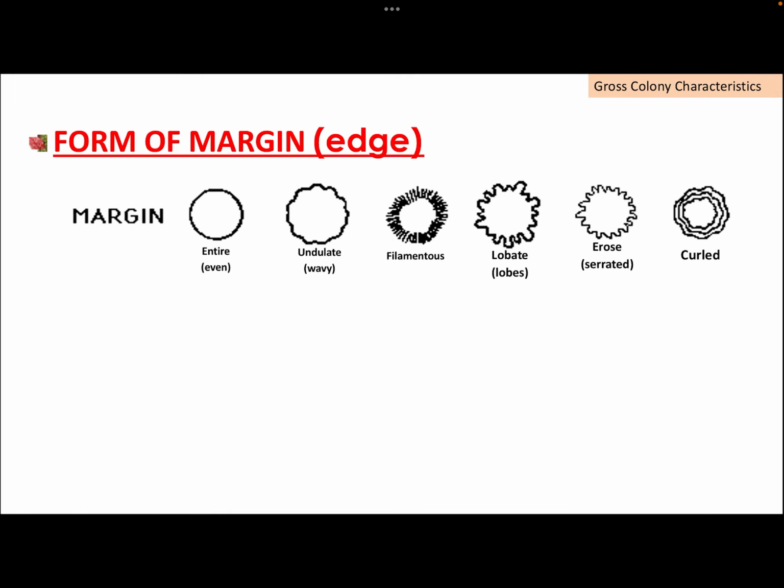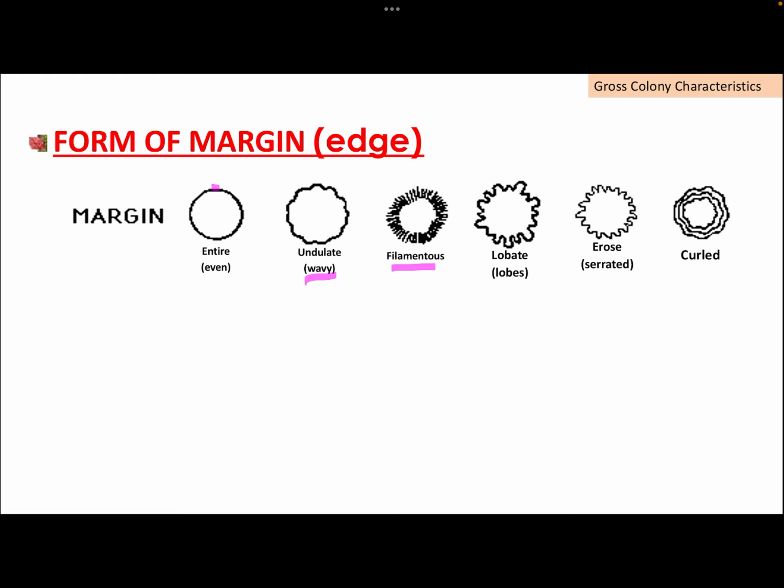Another thing, aside from size, is the margin or the edge. The margin can be entire, so the edge is smooth; undulate or wavy; or filamentous, just like a yeast cell. Yeast cells are usually filamentous, so they have fiber-like projections or spikes, or star-like colonies. Those are an indication of the growth of yeast cells on the agar.